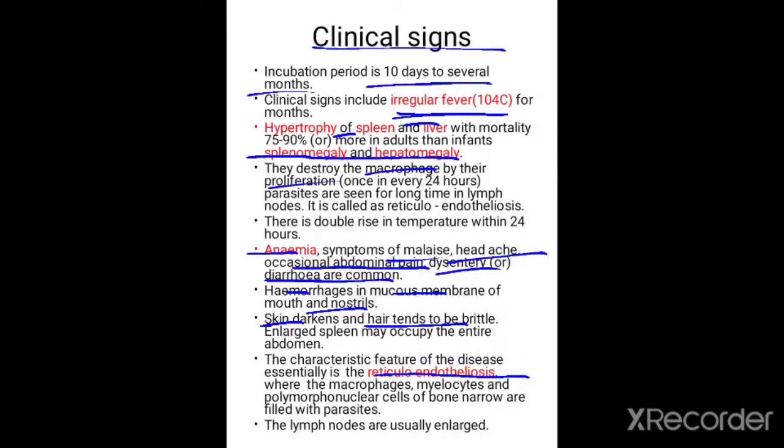When it comes to the clinical signs, they include irregular fever and hypertrophy of the spleen and liver, which is nothing but hepatomegaly and splenomegaly, and anemia. Symptoms like headache, occasional abdominal pain, dysentery, and diarrhea are common. There is hemorrhage in the mucous membrane of the mouth and nostrils, and the skin darkens. The characteristic feature of the disease is essentially reticuloendotheliosis, where macrophages, myelocytes, and polymorphonuclear cells of the bone marrow are filled with the parasites. The lymph nodes are usually enlarged.